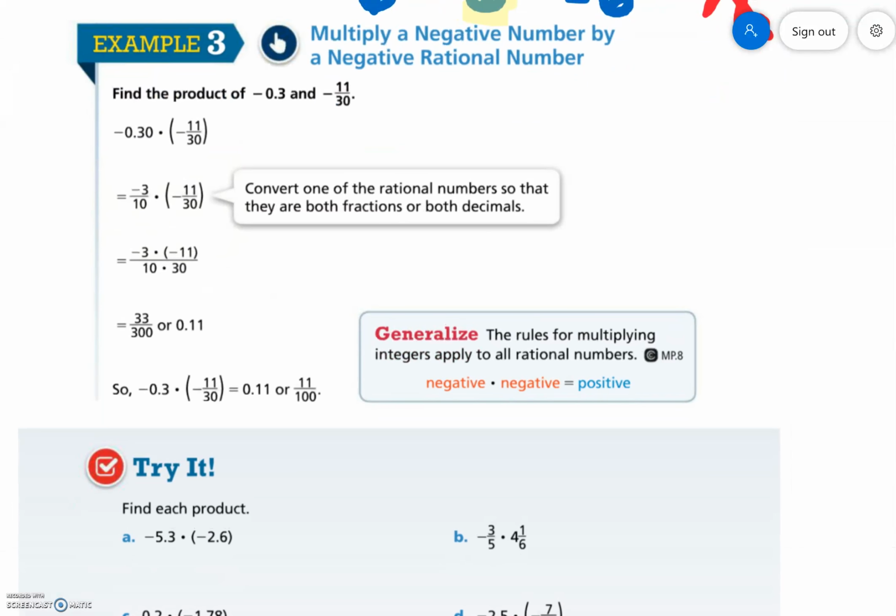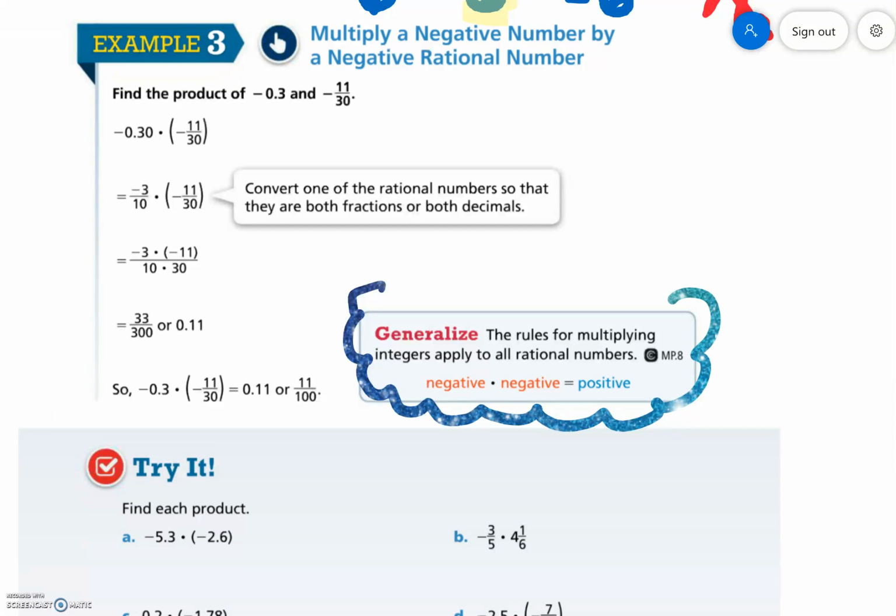Example number 3. Multiplying a negative times a negative. We should already know this generalization. A negative number times a negative number gives us a positive answer. Remember, these two match because they're both negatives, so that's a good thing. Our answer is going to be positive.